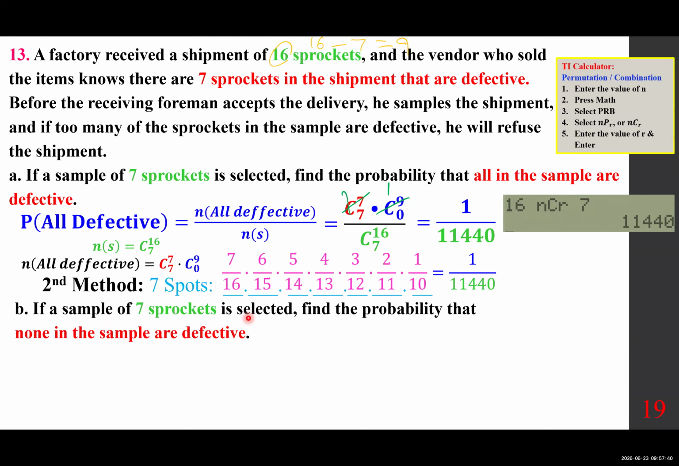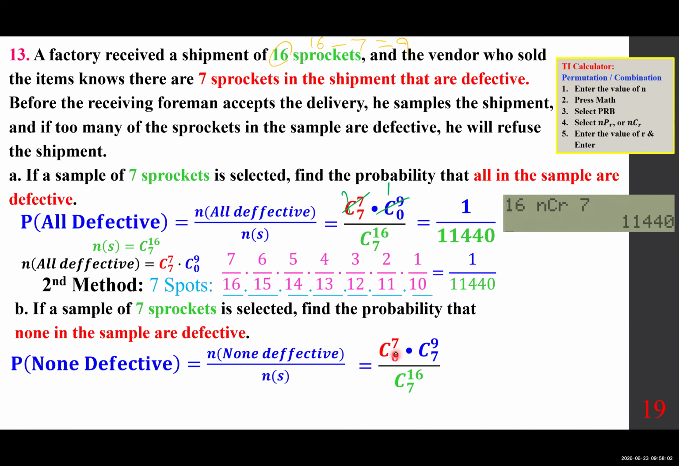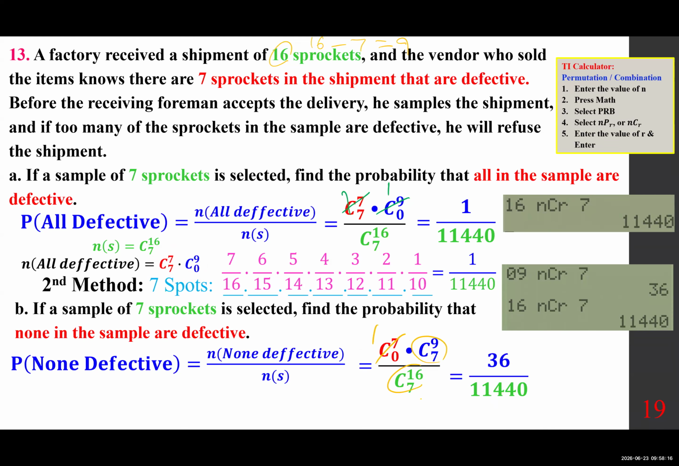What if a sample of 7 sprockets is selected? Find the probability that none is defective, and of course the denominator is the same thing. So N of non-defective, N of S remains unchanged. But let's go back here. So for this one, C(7,0) times C(9,7). I hope you see this will make it easy to write it here. C(7,0), because we don't want any defect, and the rest of them 7 from 9, and this is 1. So it has no bearing. You calculate this one, you calculate this one, 36 over 11,440 becomes 9 over 2860.